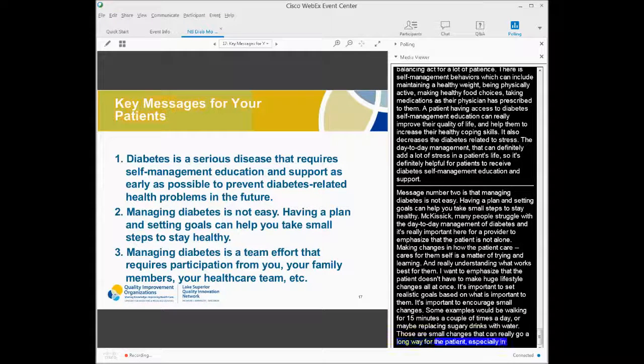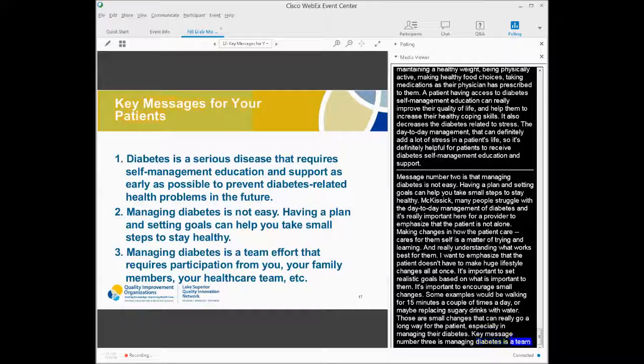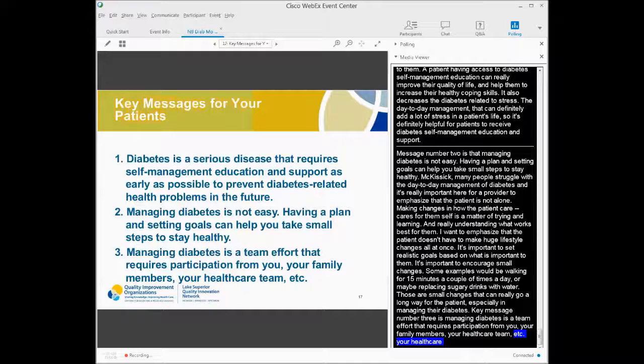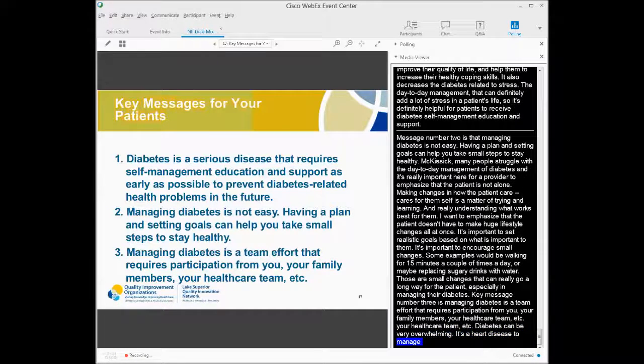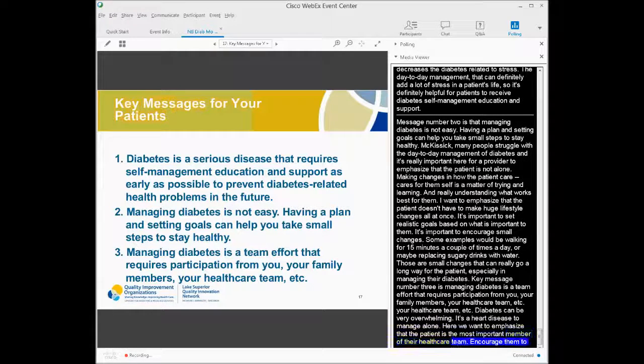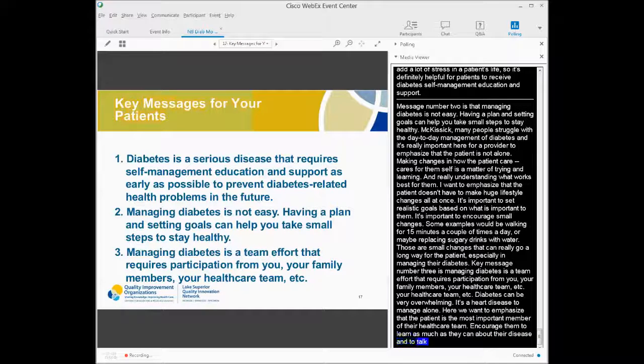And key message number 3 is managing diabetes is a team effort that requires participation from you, your family members, your healthcare team, and other networks of support. So like I said, diabetes can be very overwhelming. It is a hard disease to manage alone. So here we want to emphasize that the patient is the most important member of their healthcare team. So encourage them to learn as much as they can about their disease and to talk with their diabetes care team and how they can best care for the patient's diabetes to stay healthy.